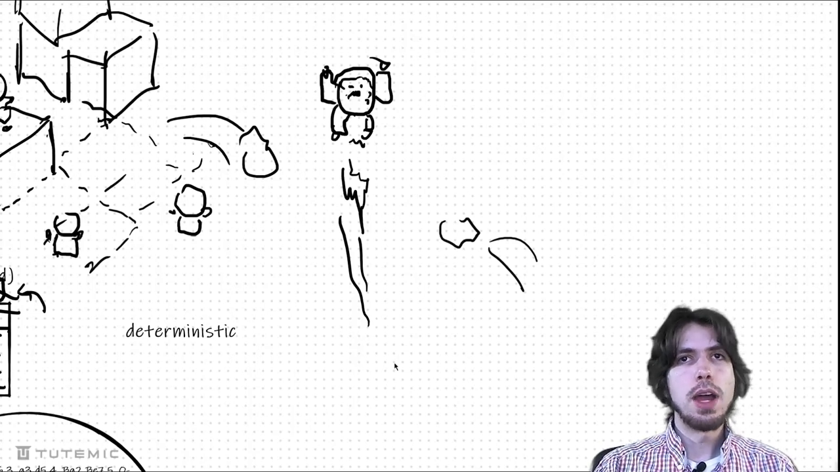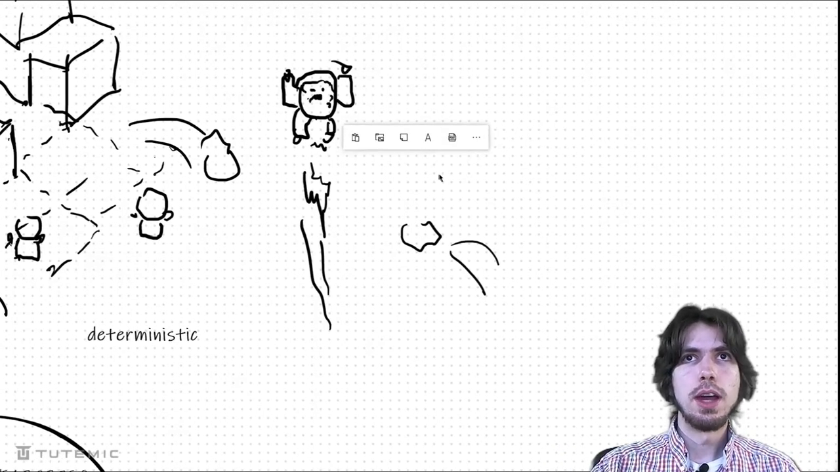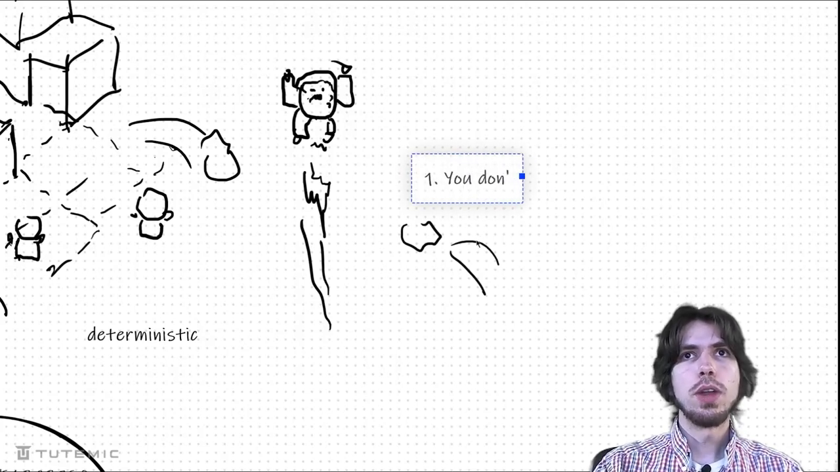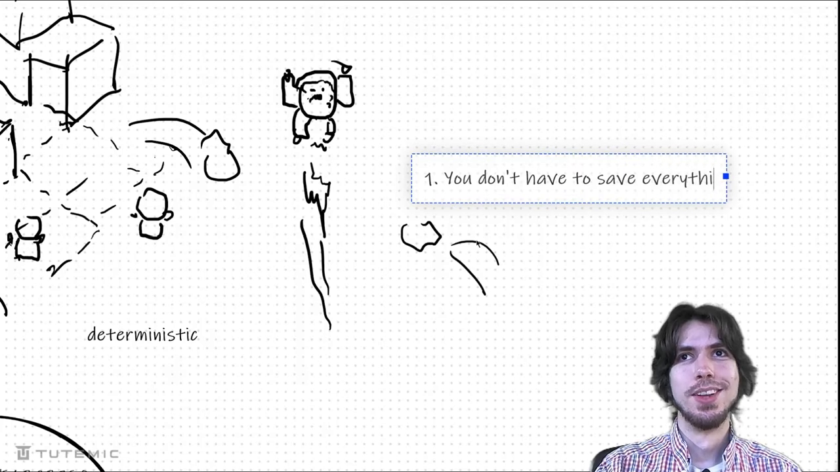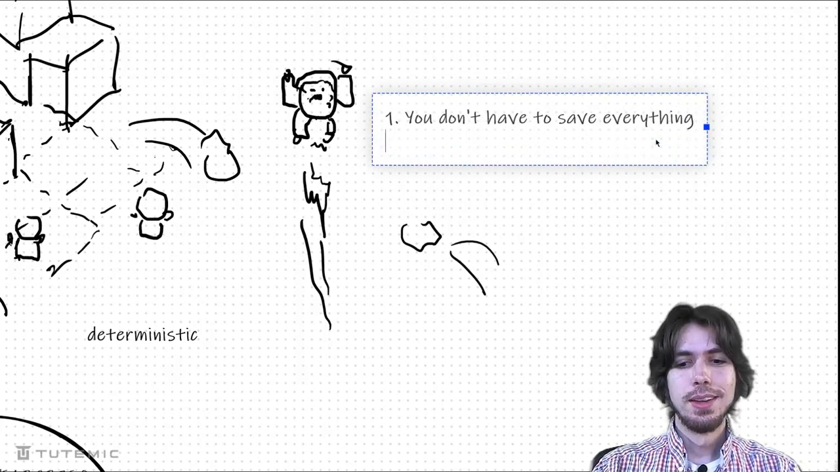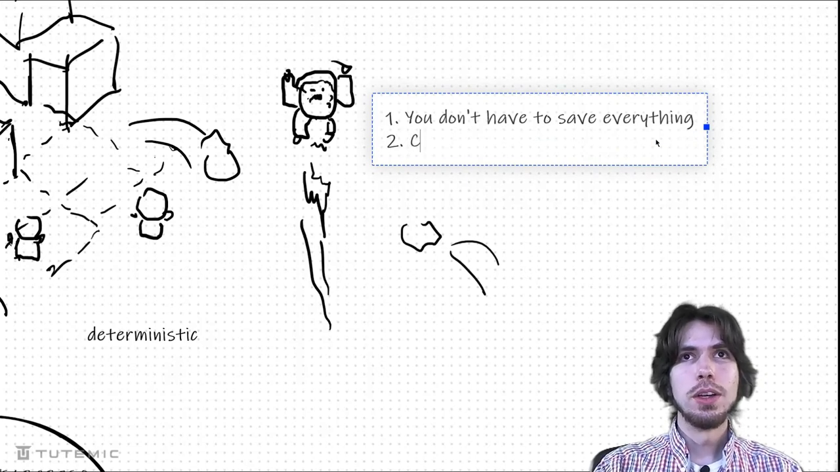Well, there's a couple of things that we have to remember. There's a couple of things that are on our side. First of all, you don't have to save everything. That's your important thing. And two, computers are real quick these days.